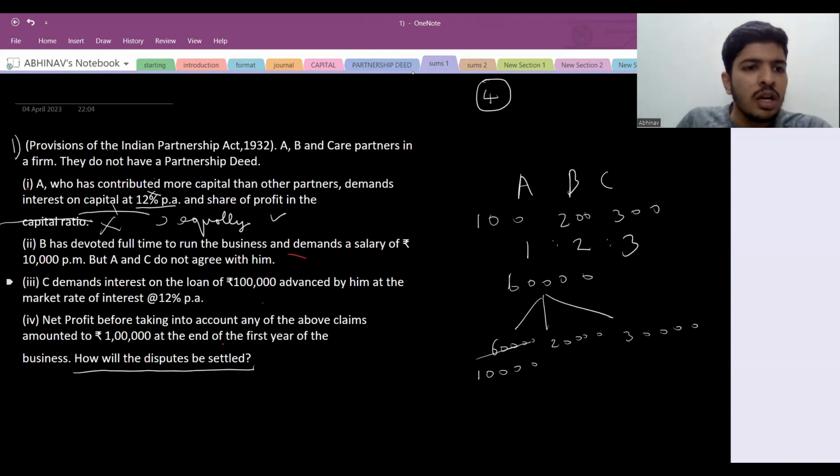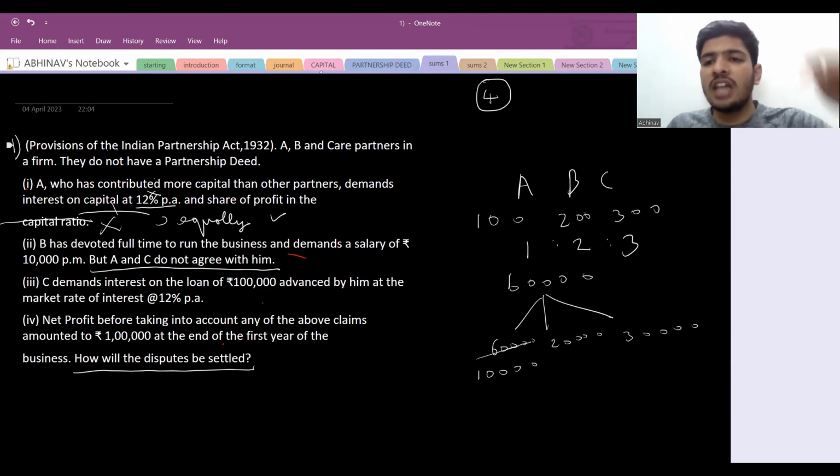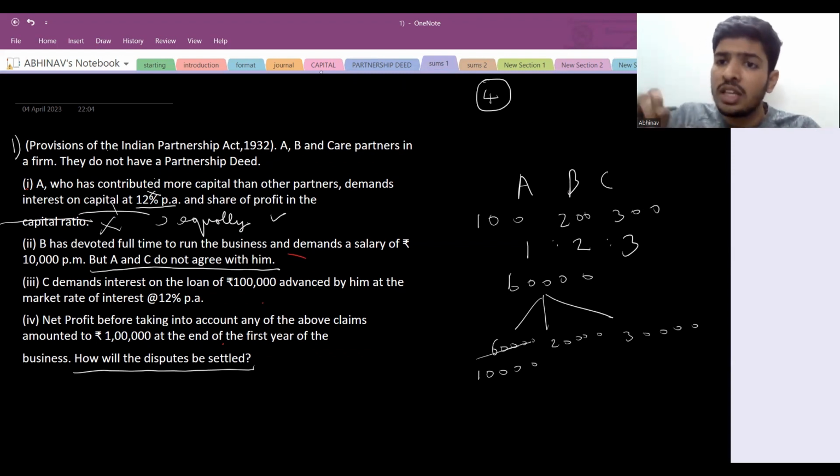Now, second one, B has devoted full time to run the business and demands a salary of 10,000 per month, but A and C do not agree with him. See, this point, A and C do not agree with him, does not matter, because there is no partnership deed. Even if A and C agree to it, you still can't allow this. If they agree to it, then they put it in the partnership deed and prepare a new partnership deed, and only then will every term be followed.